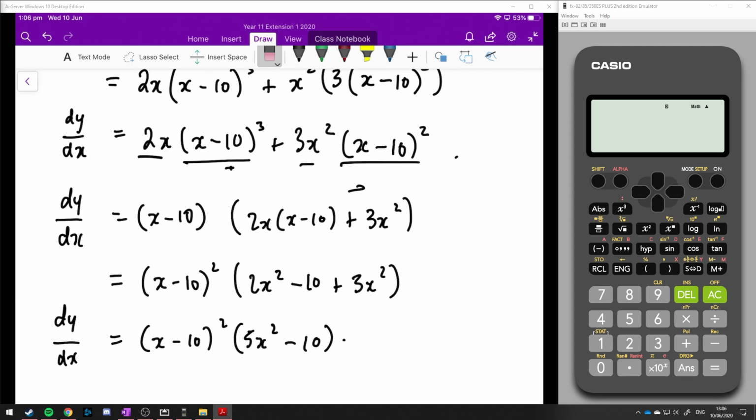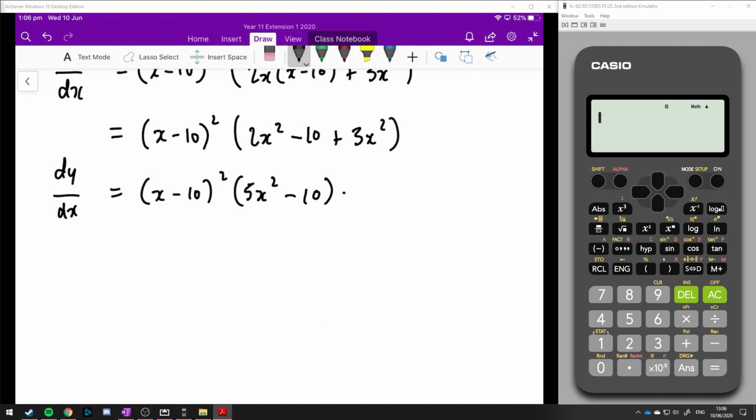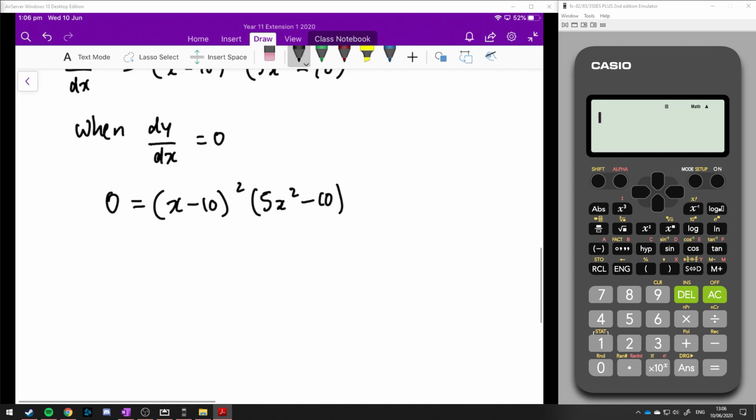So, as I said, the reason we're doing that is so we can factorize and then find our solution when it's 0. So when dy dx is equal to 0, we get 0 is equal to x minus 10 all squared, times 5x squared minus 10. So that's equal to 0 when x minus 10 all squared is equal to 0.